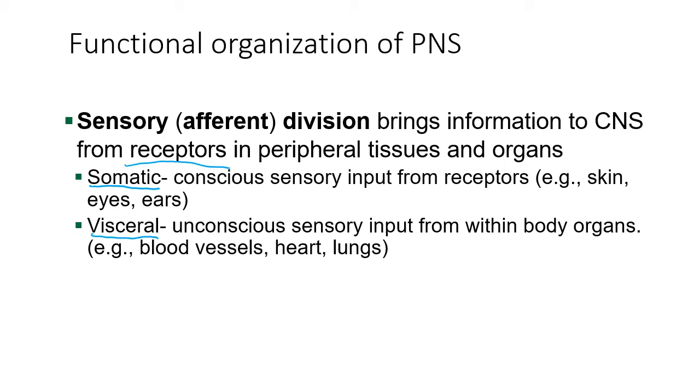Visceral sensory information is unconscious. So this is unconscious information. This is the stuff that we kind of don't ever have to think about. And so this is information that's coming from places like our blood vessels. This is information about what's inside those blood vessels, which may then affect things like the heart and the lungs. This is information that's coming from our digestive tract, as far as for processing the food that's going through it, things like that.